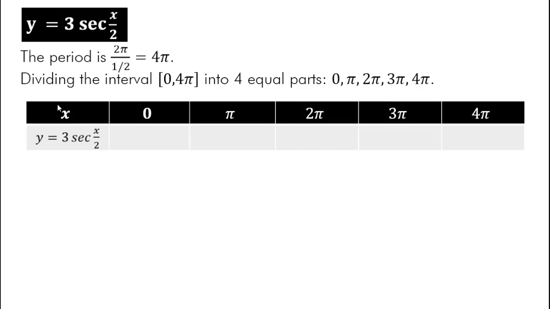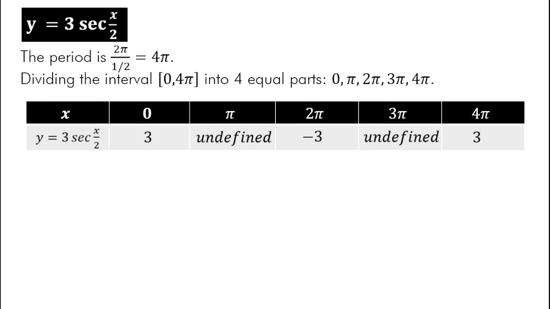So again, substitute it to our function 3 secant x over 2. If we substitute 0, the result is 3. And then for pi, the result is undefined. In your calculator, use the reciprocal. You can use the cosine function and then take its reciprocal. Then for 2 pi, that is negative 3. And for 3 pi, that is undefined. And for 4 pi, that is 3.